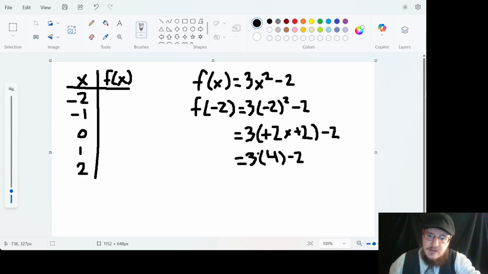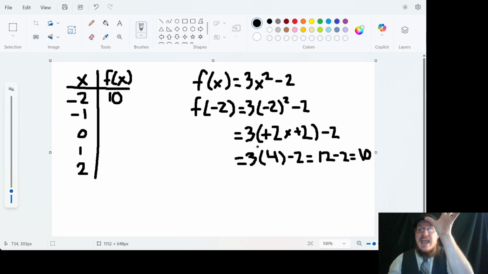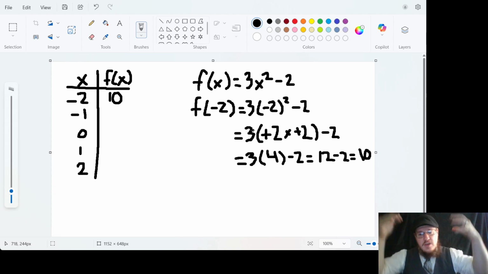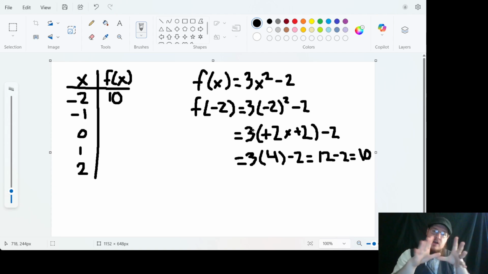Now we do our distribution here. 3 times 4, we get 12. And then minus 2, and we get 10. Following our order of operations here, we're able to easily solve this function with plugging in the value of negative 2 for our function. Quick and easy, boom, boom, boom, boom, boom, followed our order of operations, found our value for our function by plugging in our x value.